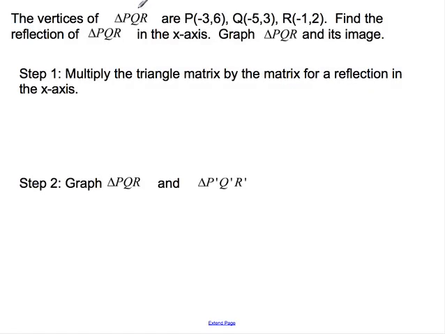The vertices of triangle PQR are P, Q and R. Find the reflection of PQR in the x-axis, and then graph it. We're probably not going to graph it, but I'll show you how to do this really quickly. Multiply the triangular matrix by the matrix of reflection in the x-axis. So first we write down our reflection matrix. That's 1, 0, 0, negative 1. Then we'll write down our polygon matrix.